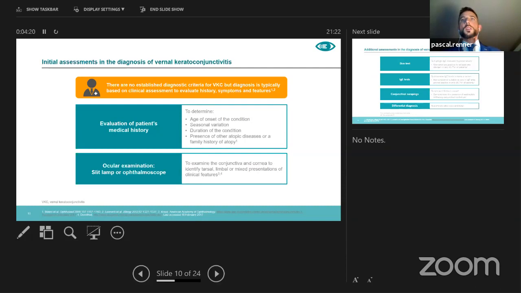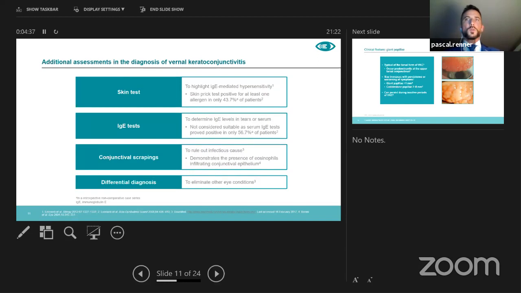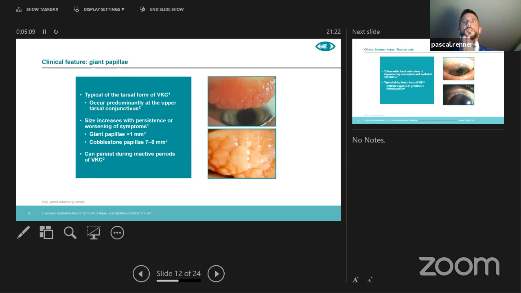And then obviously you look at the conjunctiva and the cornea, and you don't want to forget to evert the lid to look at the tarsal conjunctiva for the cobblestone papillae. Skin tests might be helpful, even though the IgE levels were considered not to be suitable, as only 56% of patients are positive, so you might have a false negative. Obviously, you need to rule out infectious causes. And to do the differential diagnosis, you will probably try to have a look at these clinical features.